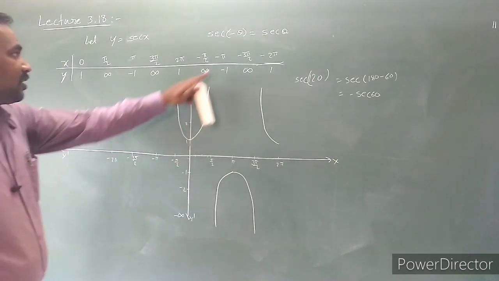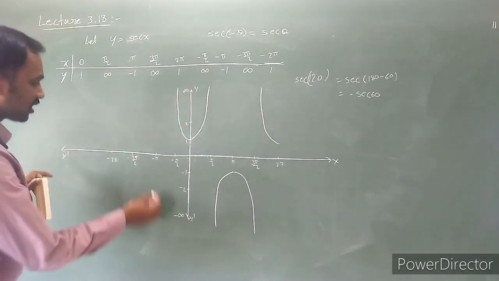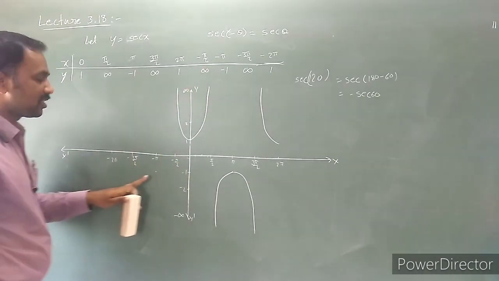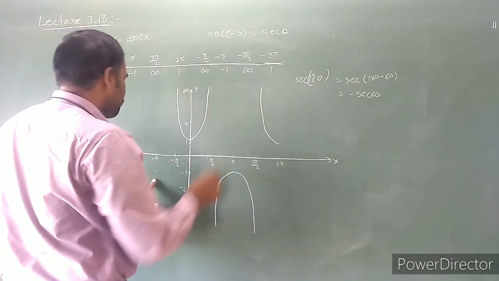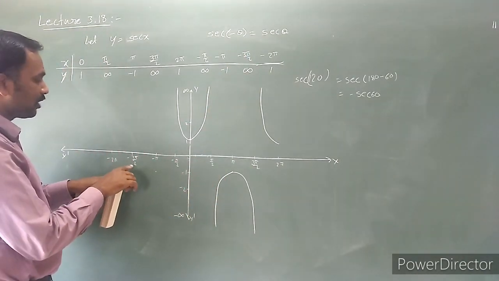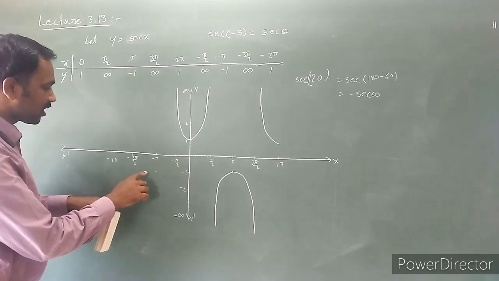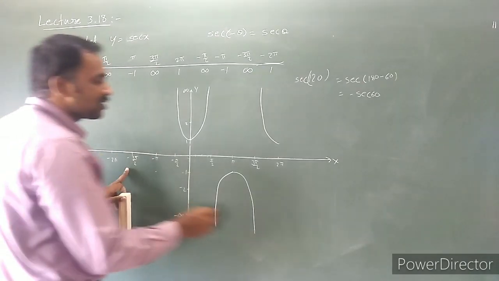Sec of minus pi: minus pi comma minus 1 is there. Minus pi comma minus 1 is there here. And minus 3 pi by 2, is it positive infinity or negative infinity? Check it. Minus pi to minus 3 pi by 2.